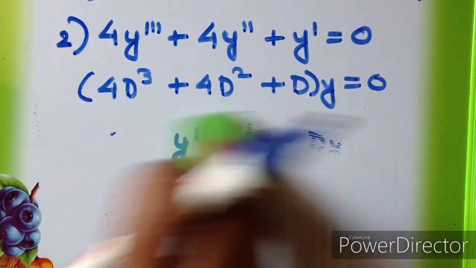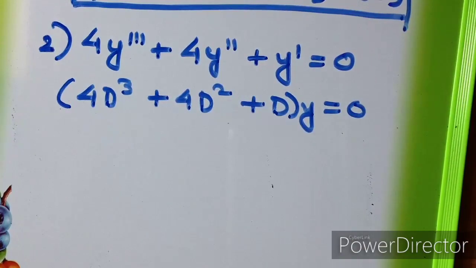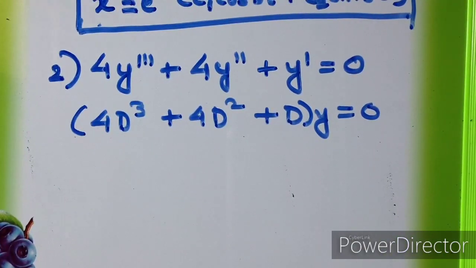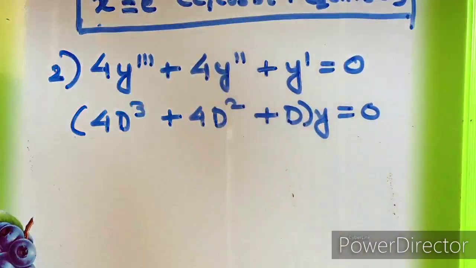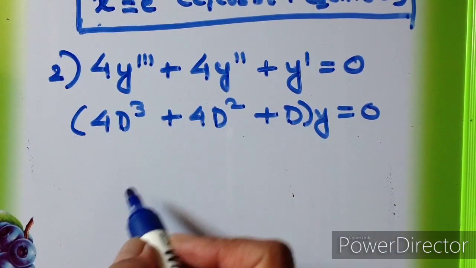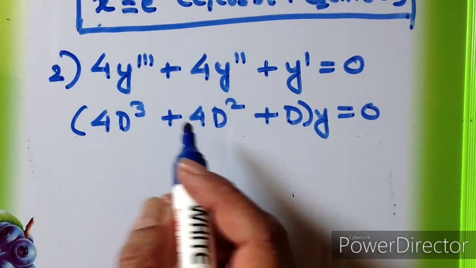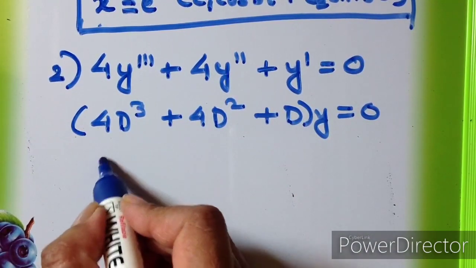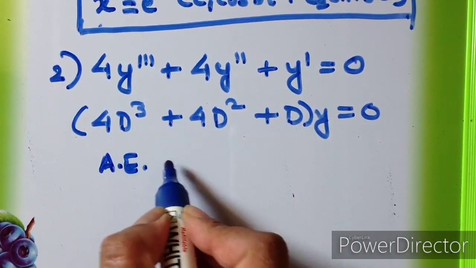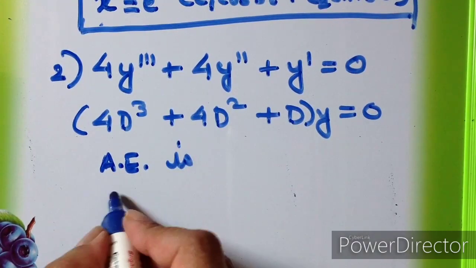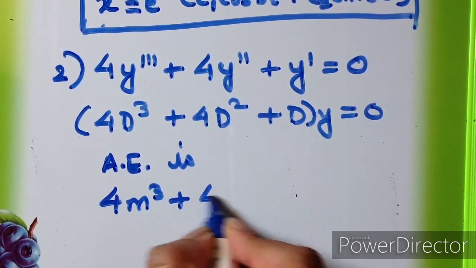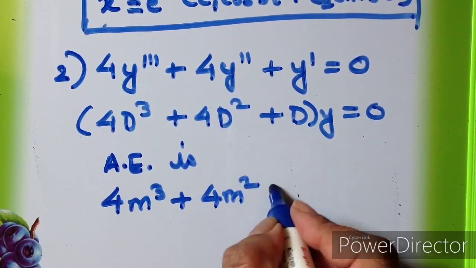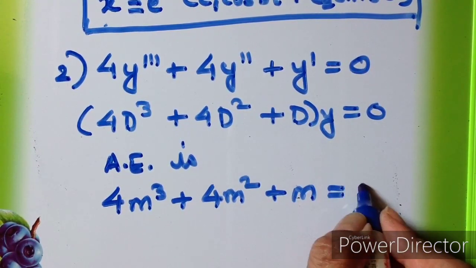Okay, now we will continue. We have to find the solution. To find the solution, once again we are just solving the auxiliary equation. So the auxiliary equation, in this particular case, I can write like this: 4m³ + 4m² + m = 0.